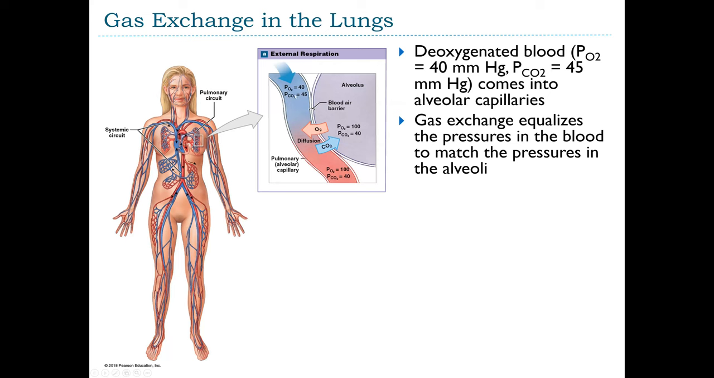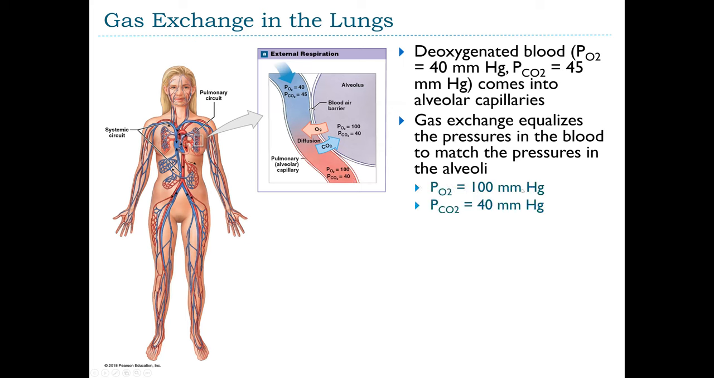Then once the blood is in the pulmonary capillaries, we have gas exchange, which is going to equalize the pressures in the blood to match the pressures in the alveoli. If you look in the alveolus here, our partial pressure of oxygen is 100, carbon dioxide is 40. By the time the blood leaves the capillary, the pressures inside the blood are going to match the pressures that were inside the alveolus. So our oxygen pressure went up to 100, our carbon dioxide pressure went down to 40.